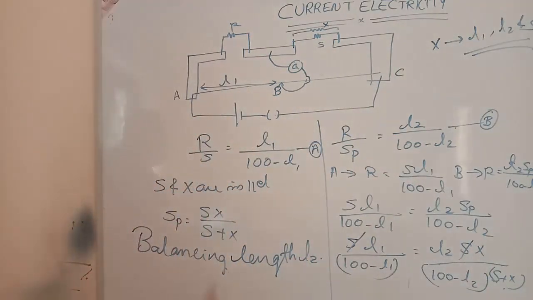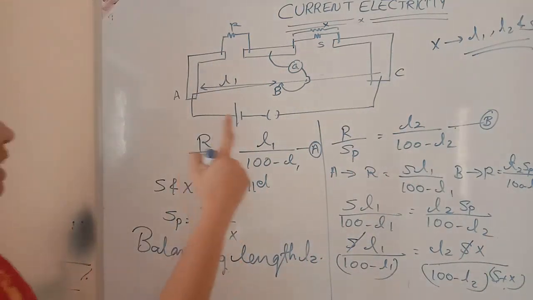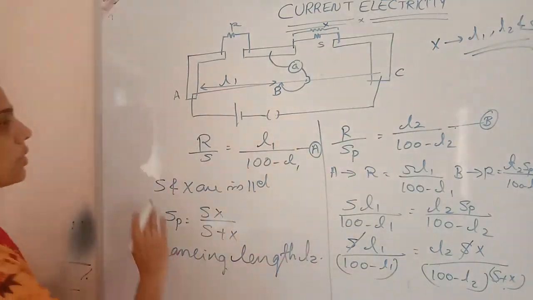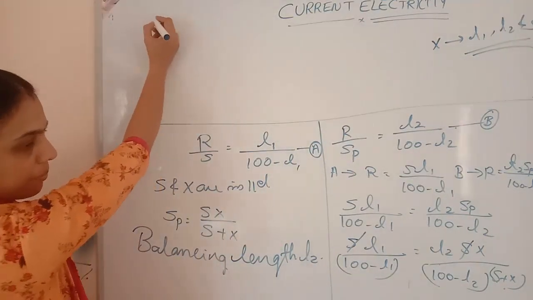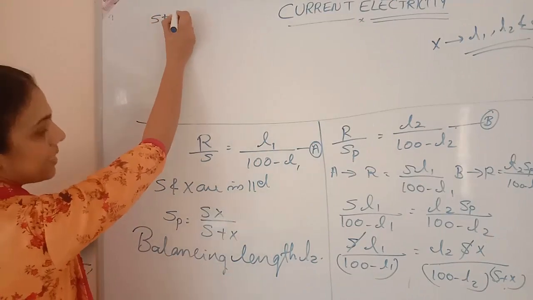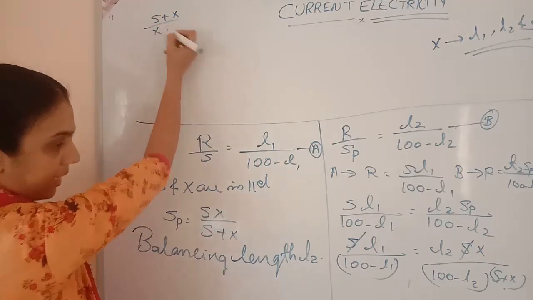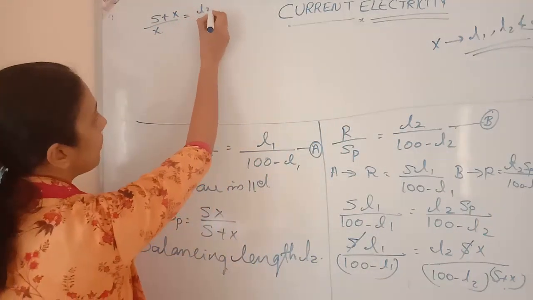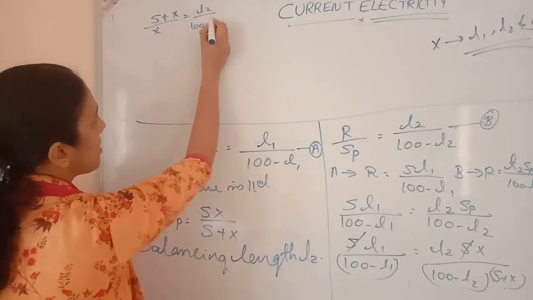We need to find x in terms of L1, L2 and S, so x is not required over there. Next I am writing it as S plus x divided by x equals L2 divided by 100 minus L2.